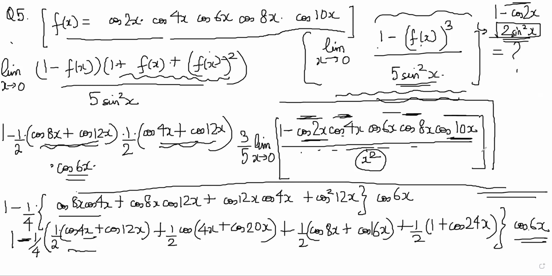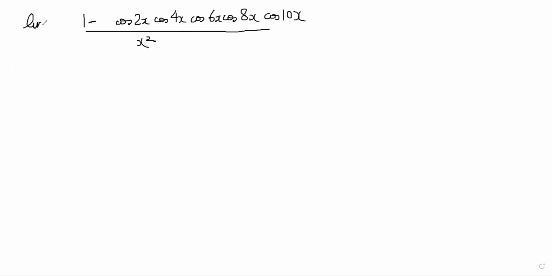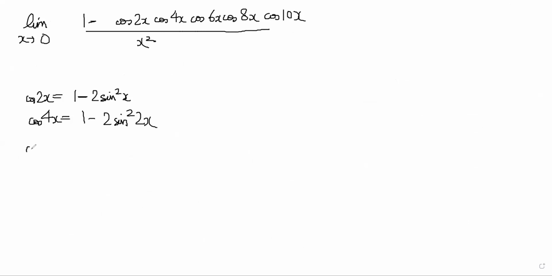Let me think if there's something else. Okay, what am I doing? I think there's an easy way out. Wait. 1 minus cos 2x, cos 4x, cos 6x, cos 8x, cos 10x, by x square. Okay, directly split it into 1 minus sine square. Why am I doing all that? Write cos 2x as... okay, this is way better. You understand?